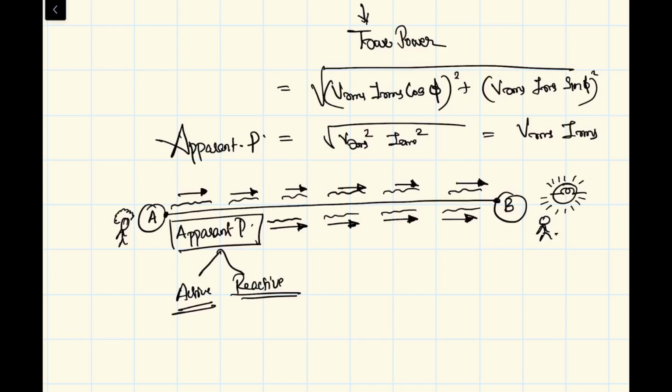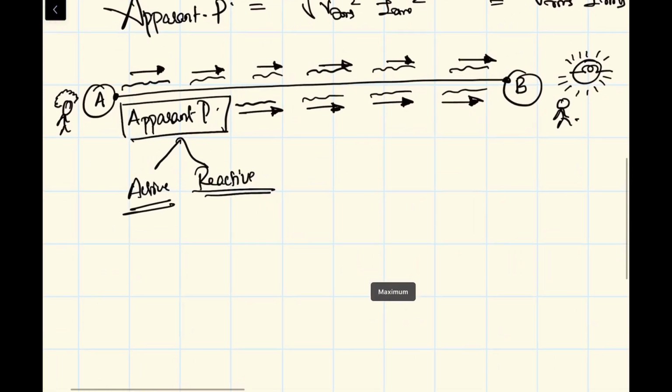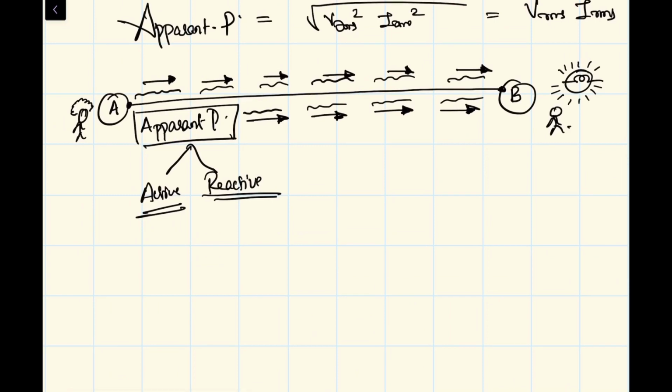So person A is sending apparent power to person B, which includes active and reactive. Reactive is used to magnetize the wire. After that, it will go back, and active power is the power which is sent through the magnetized line to make your bulbs glow. So then comes the question.